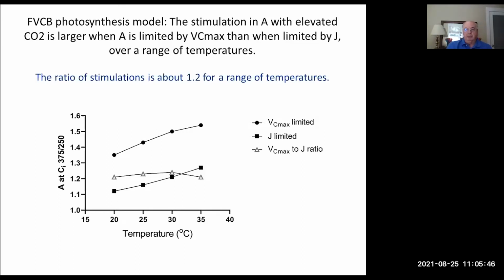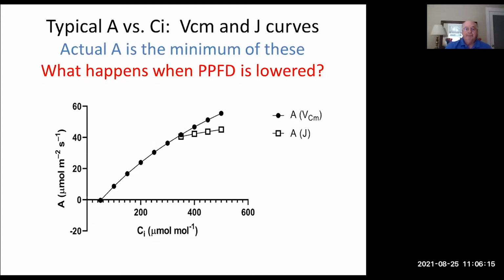When electron transport is limiting, indicated by the dark boxes, that stimulation is still there at all those temperatures, but it's considerably less when electron transport is limiting to photosynthesis. And the ratio between those two stimulations is about a factor of 1.2. So considerably more stimulation when photosynthesis is limited by Vcmax than when limited by electron transport.